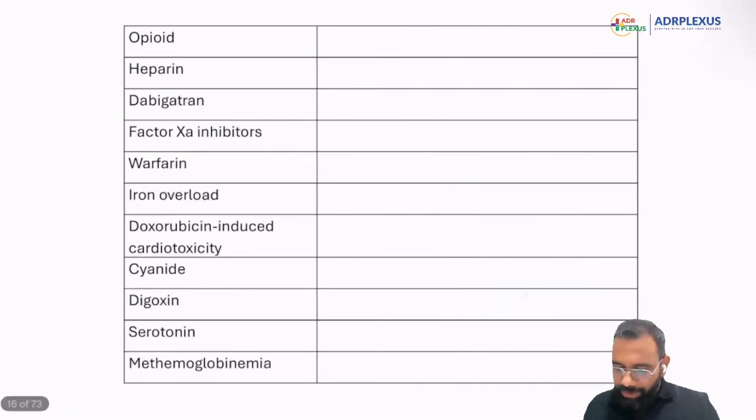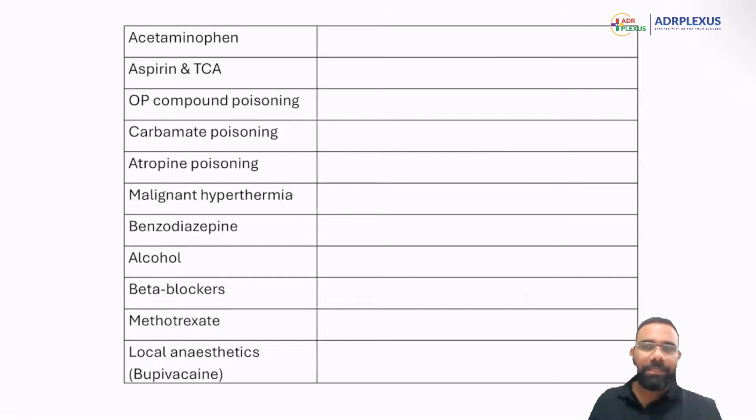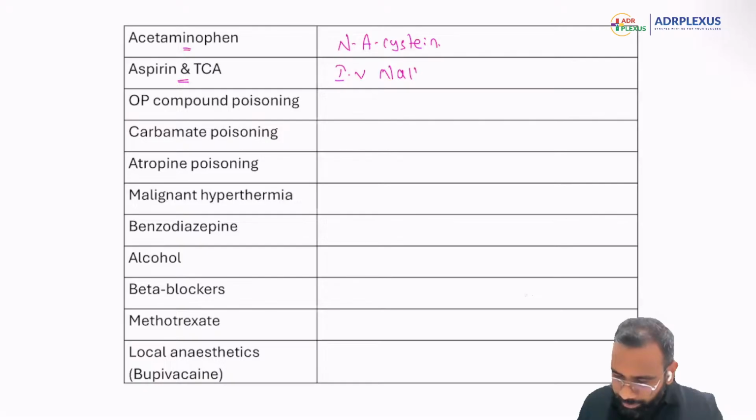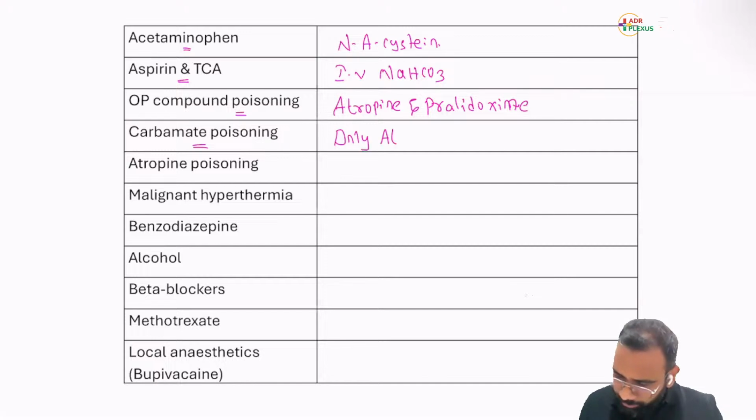Trust me, in these coming two slides, in the last four exams, he has been asking a match the following question. Definitely one question will be there. Now let's see one by one. Acetaminophen, N-acetylcysteine. Aspirin and tricyclic antidepressants, IV sodium bicarbonate. OP compound poisoning, atropine and pralidoxime we can give. Next, carbamate poisoning, only atropine, no pralidoxime.